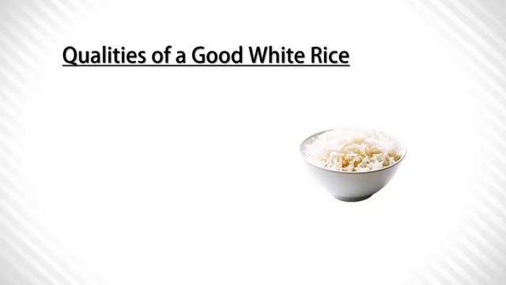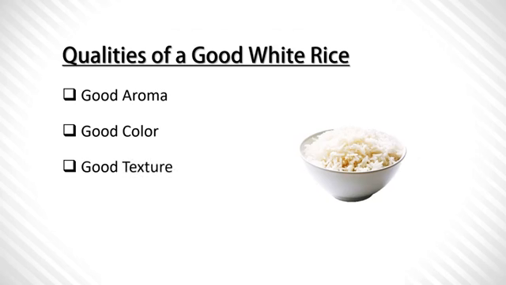As an example, if you are to go to a restaurant, what qualities do you check to decide if a bowl of rice served on the table is a good quality rice? We each have different preferences, but generally speaking, a good white rice has to have a good aroma, a good color, good texture, uniform in size, and of course, it has to be satisfying. This checklist about the qualities of a good white rice is an example of a rubric.